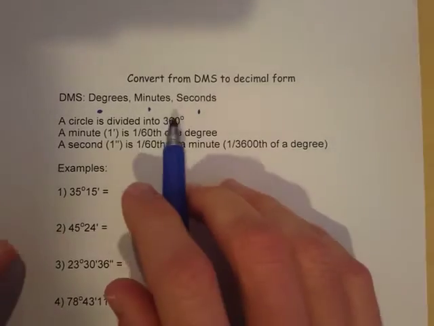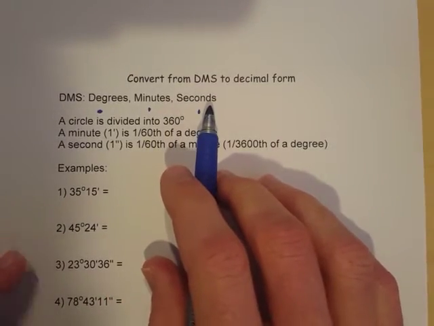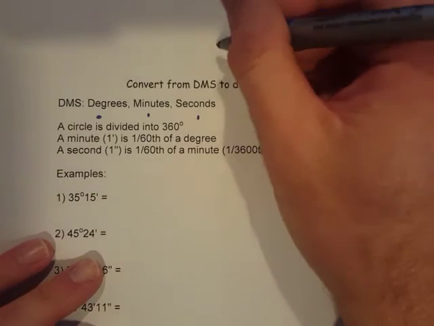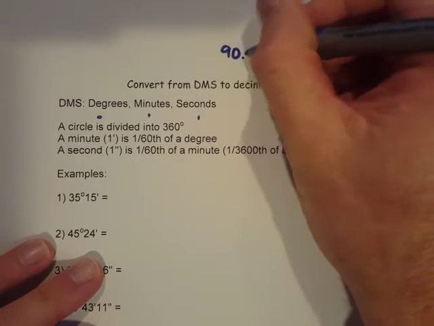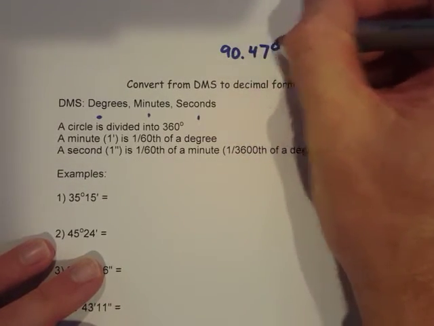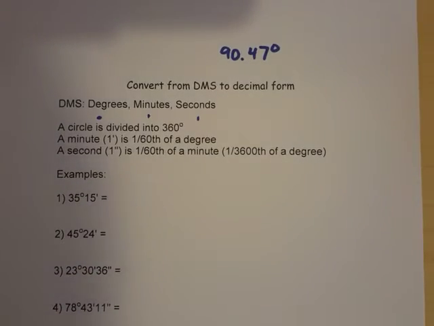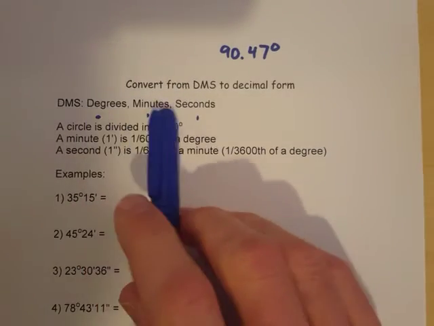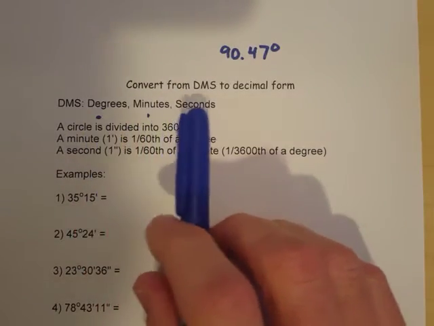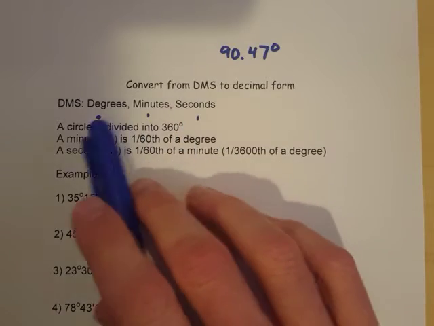Now usually you don't see it in this form, because usually you just see something like 90.47 degrees. That is generally how we would represent it, with decimal numbers. But there are going to be some times where the authors of this book will represent it in degrees, minutes, seconds. And here's what those mean.